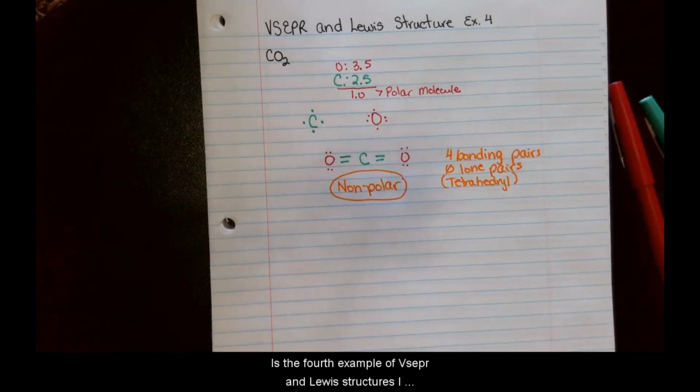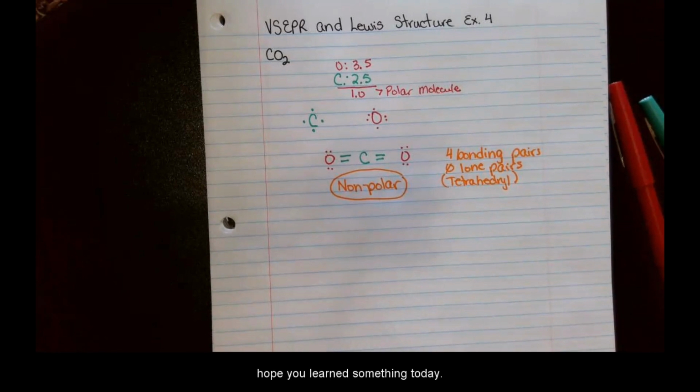This is the fourth example of VSEPR and Lewis structures. I hope you learned something today.